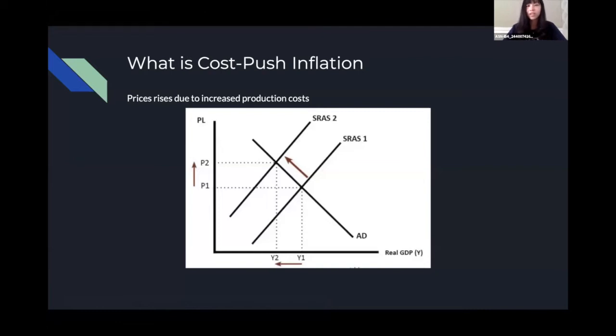As you can see, the aggregate supply shifts to the left, which means that the supply is decreasing, mostly due to the increased production costs, which can be usually wages or raw materials. And as you can see, aggregate demand remains the same, and as a result, the price increases.